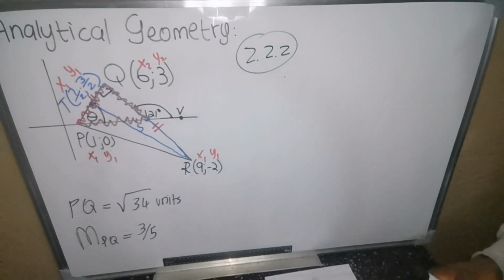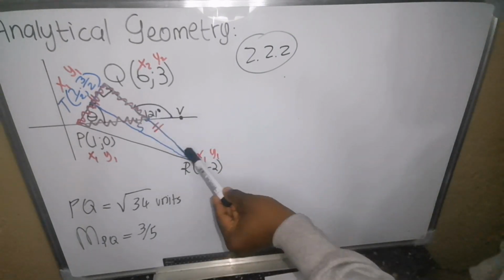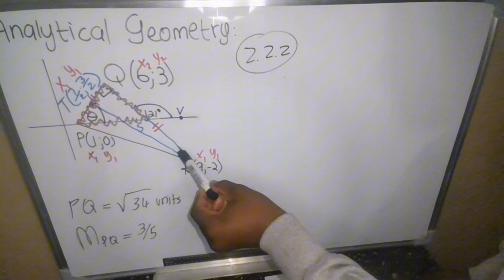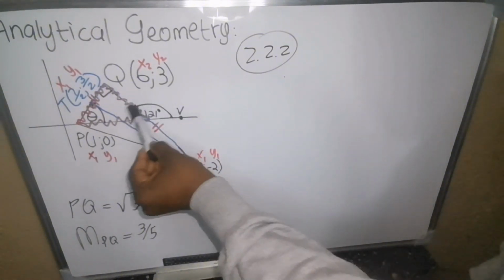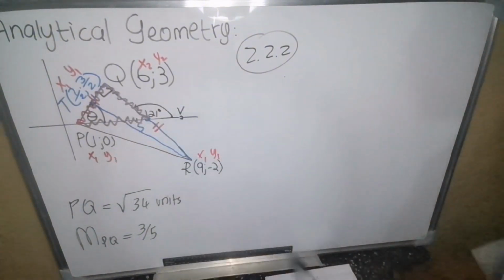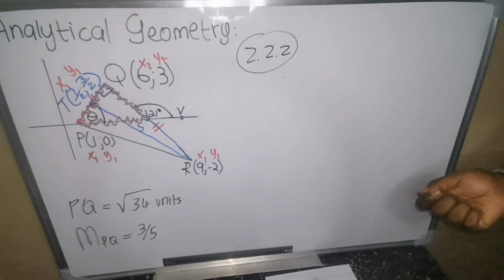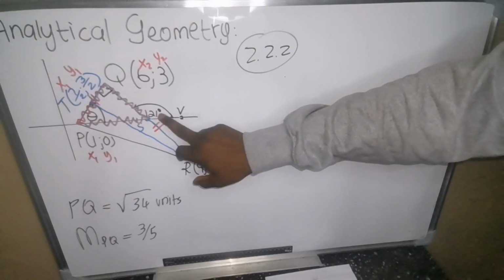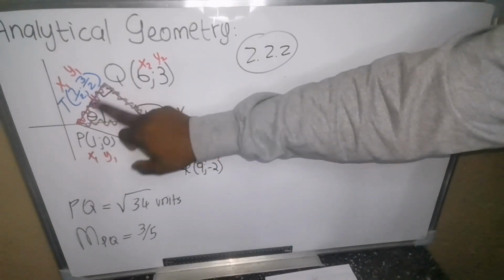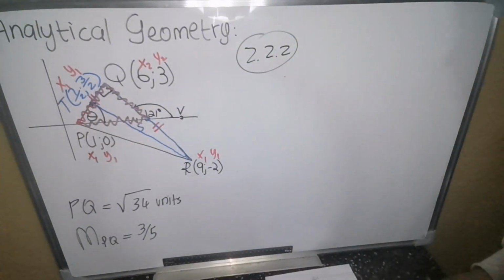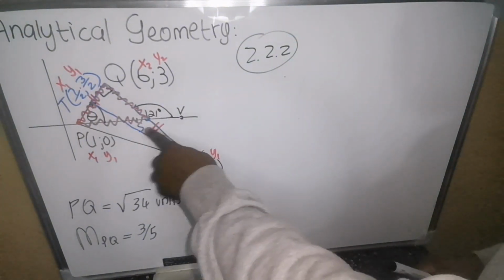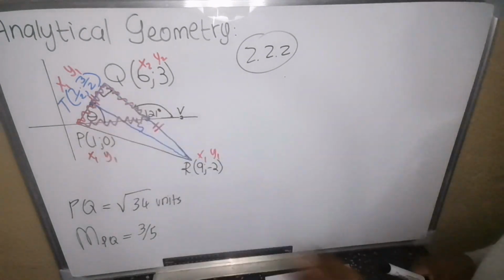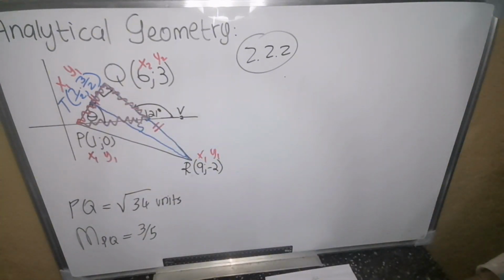Inside that triangle we've got a 90-degree angle at Q. Then you've got theta. Now we've got 121 outside the triangle, this angle 121. When you go back to the rules of triangles, it says that the exterior angle of a triangle is equal to the sum of the opposite interior angles of the triangle. This angle 121 is equal to the sum of theta plus 90. I hope you're clear.